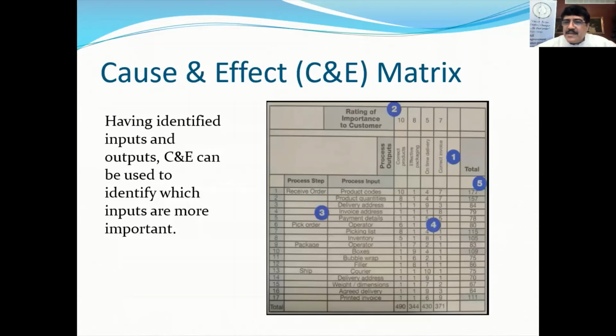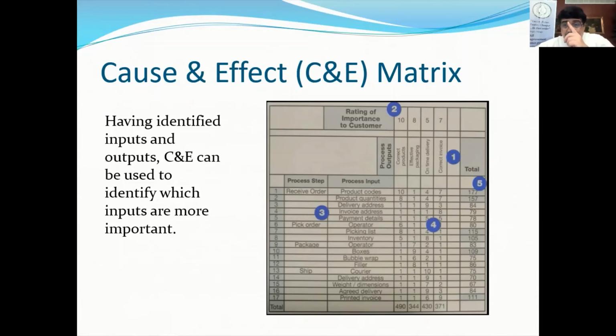Cause and effect matrix is basically, now you're taking all the potential inputs of each step, and you're trying to see how much they weigh, because you can't really boil the ocean. You want to identify the causes with the most effects to handle them. So having identified inputs and outputs, now cause and effect can be utilized to identify which one is more important than the other.